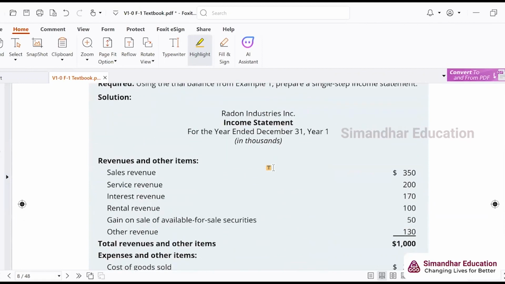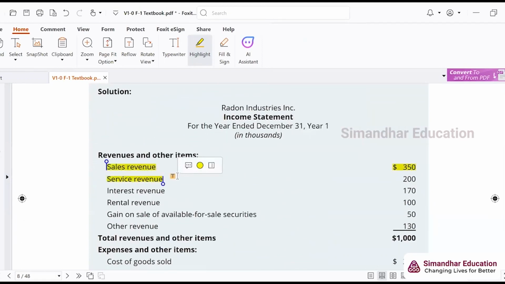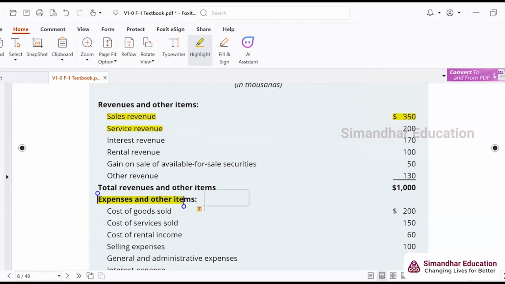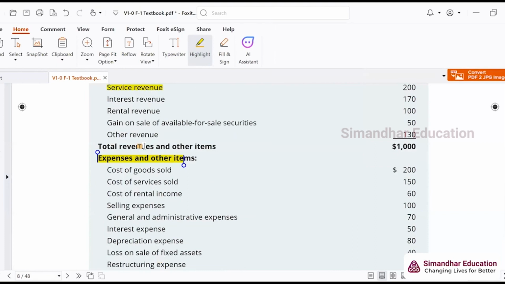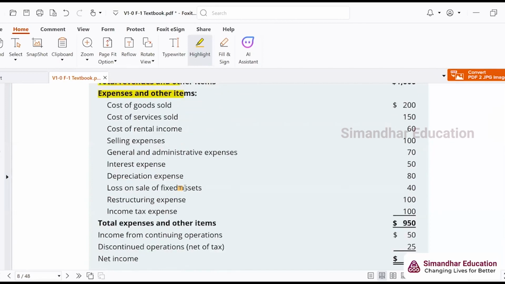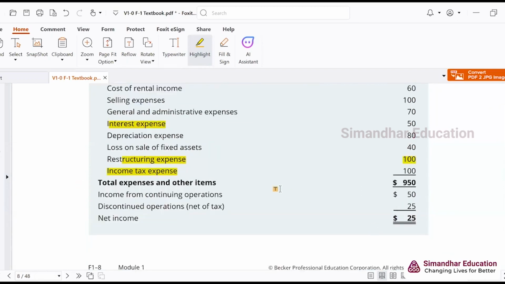Single step basically means show all the revenues on one side, and show all the expenses and costs on the other side. So you will show all the income together and all the expenses together. In income, you'll also add the other revenue, whatever gain on available for sale securities there is. Interest expense and restructuring expense are shown separately, right? And net income is presented. So this is nothing but a simplified way of presenting the net income. All incomes on one side, all expenses on the other side, but this is generally not followed.